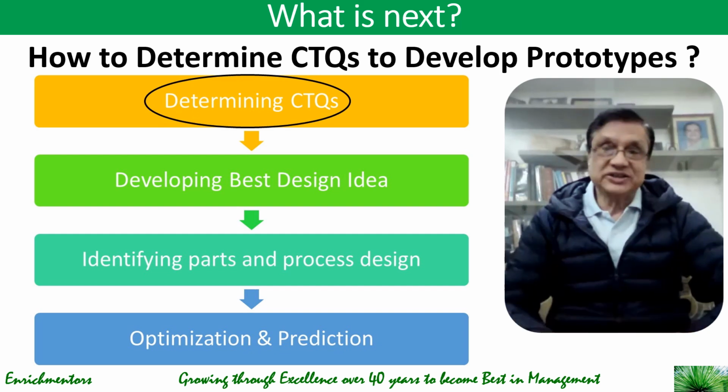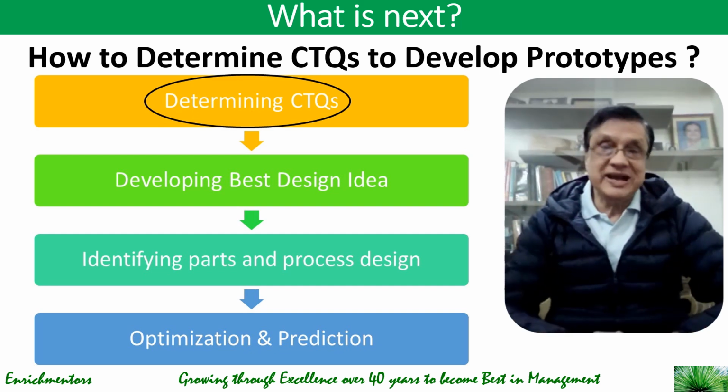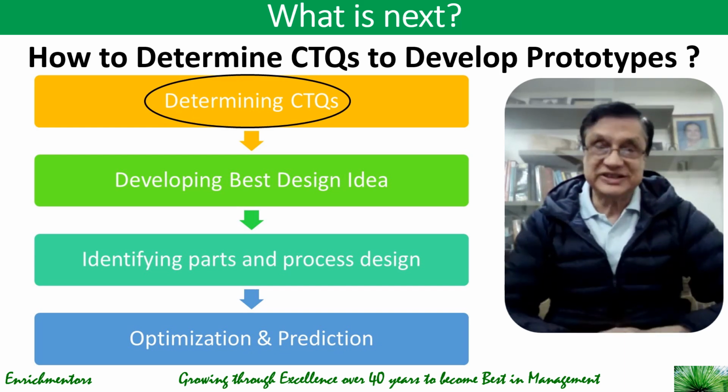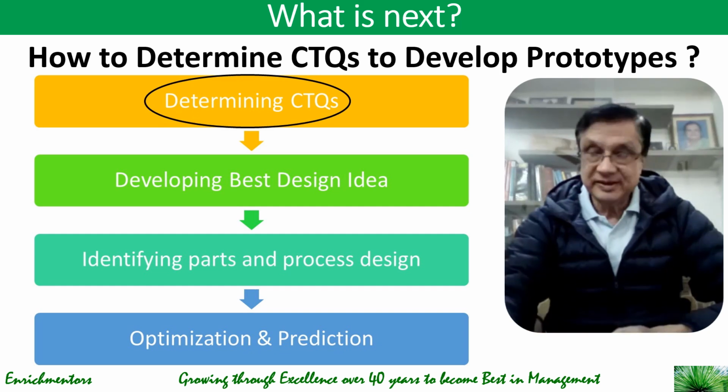So what do we do next? We get on to this process, and we will look in depth at how to determine the CTQs. What are these CTQs exactly? And how do we go about determining CTQs to develop a winning prototype?